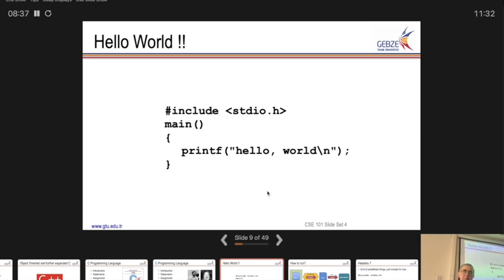Strings are usually delimited with double quotes, and there are special characters like \n, meaning new line. This is a legacy from typewriters, traditional typewriters, \n.